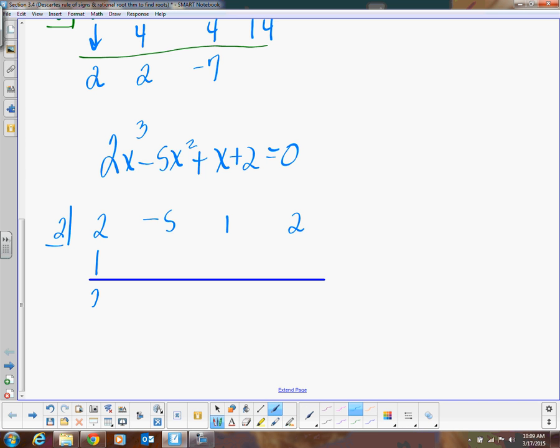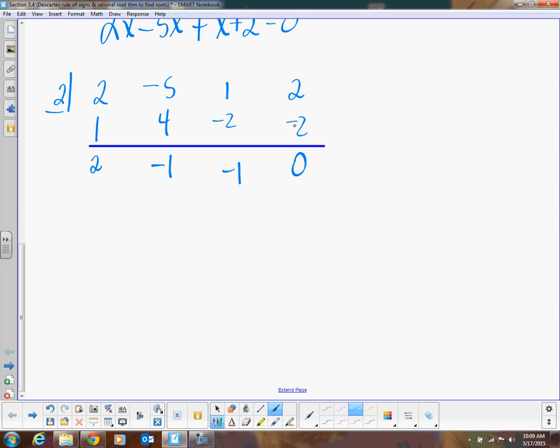So we're going to bring down the 2. We get 4. Negative 1 gives me negative 2. Now that worked. No remainder. Okay. So the remainder theorem would still have given us 0, correct? What it doesn't give us is this polynomial.